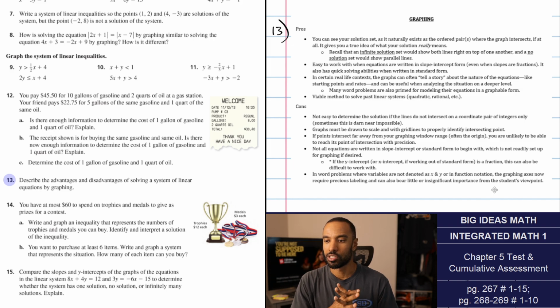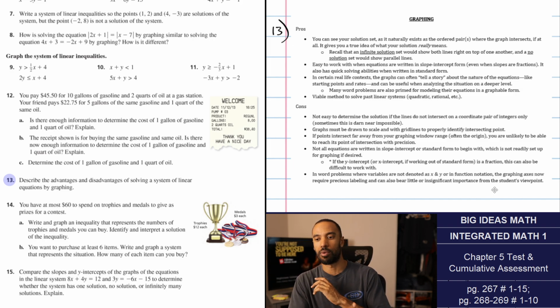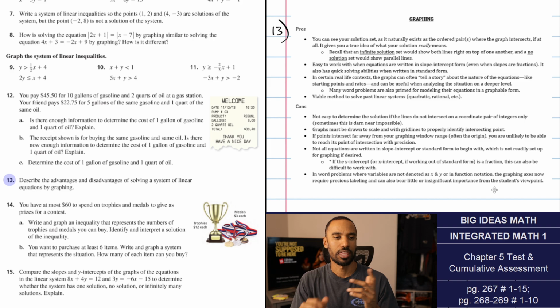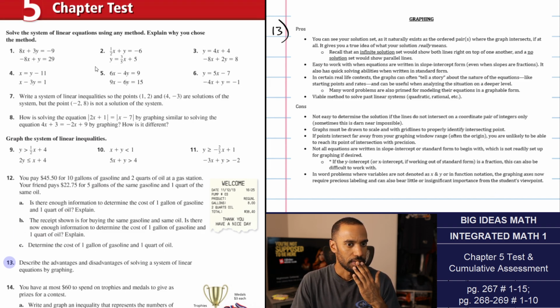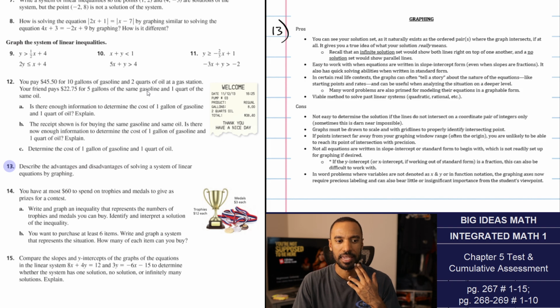Not all equations are written in slope-intercept or standard form, and it's not readily graphable if desired. And that's the thing. I think we had another question up here. This one right here where I said the y-intercepts would be fractions. It's in standard form, but the y-intercepts would be fractions, and that's icky. But yeah, if they're not in slope-intercept or standard form, it's not in a graphing form for you. And it can also be difficult to work with there.